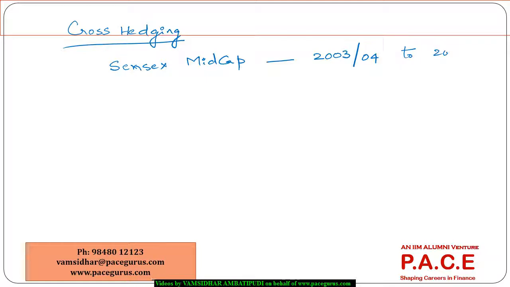The way I want to handle this example is, I have taken a data set which contains the data relating to the Sensex mid-cap index. The data is collected from April 2003 to March 2016. So almost 14 years of data has been collected, 13-14 years.